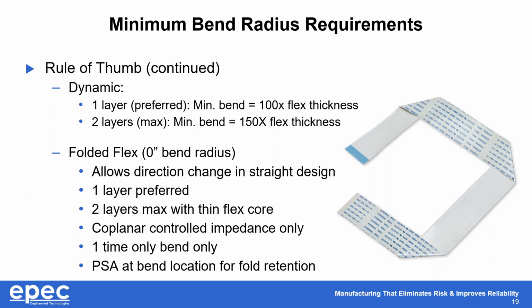So the rule of thumb for a dynamic application, again, per IPC 2223, is for a 1-layer, which is the preferred, the minimum bend radius has to be 100 times the flex thickness. So again, if we've got that same example of 4 thou, if we have a 4 thou thick flex design, then your minimum bend radius is going to be 400 thou, or 4/10 of an inch. 2 layers again is an option, but it is the maximum.